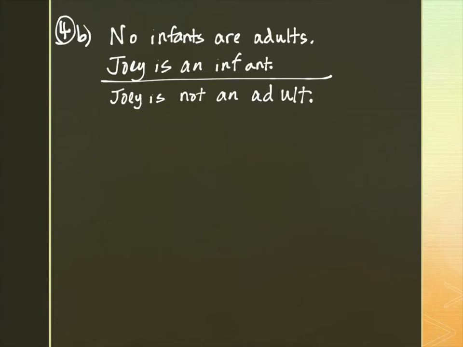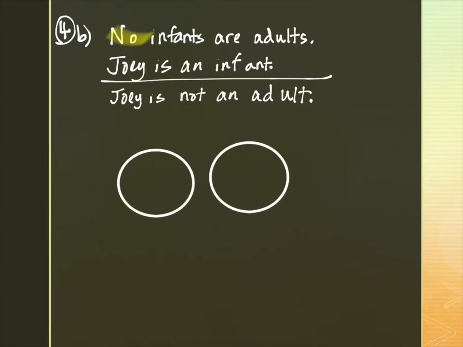Okay, so you see a lot of negation language in it. No and not show up on this one. The word no at the beginning tells me something about my circles. What does it tell me? They don't overlap. They are separated from one another. They are disjoint. Something like this. What are those two circles? Adults and infants, in whichever order you wish. One's adults and one's infants. Okay, so that takes care of statement number one.